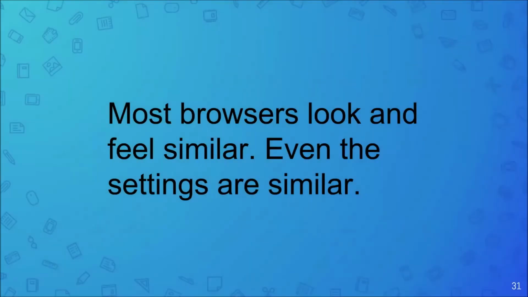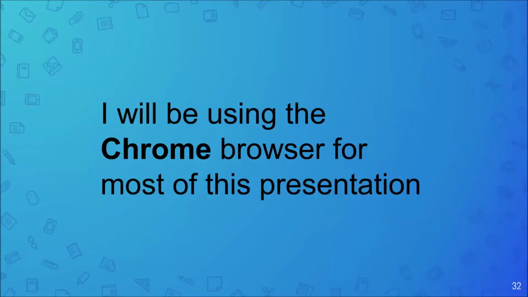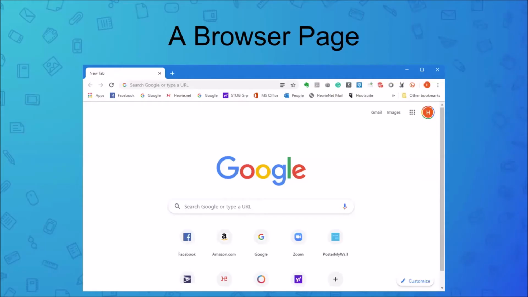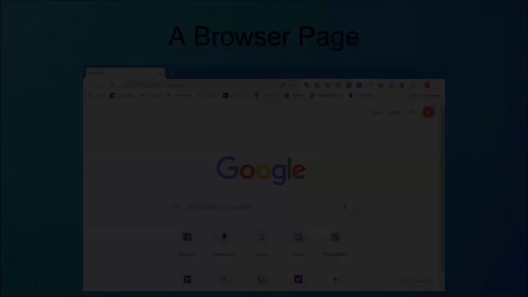Most browsers look and feel similar. Even the settings are similar. I'll be using the Chrome browser for most of this presentation, but I will give you a couple of screens and some information about a couple of the others, but they're all quite similar. Here is a typical browser page. Just because it says Google on there, it doesn't mean that has to be the page that you look at. It doesn't have to be the home page, and I happen to use that as my home page.